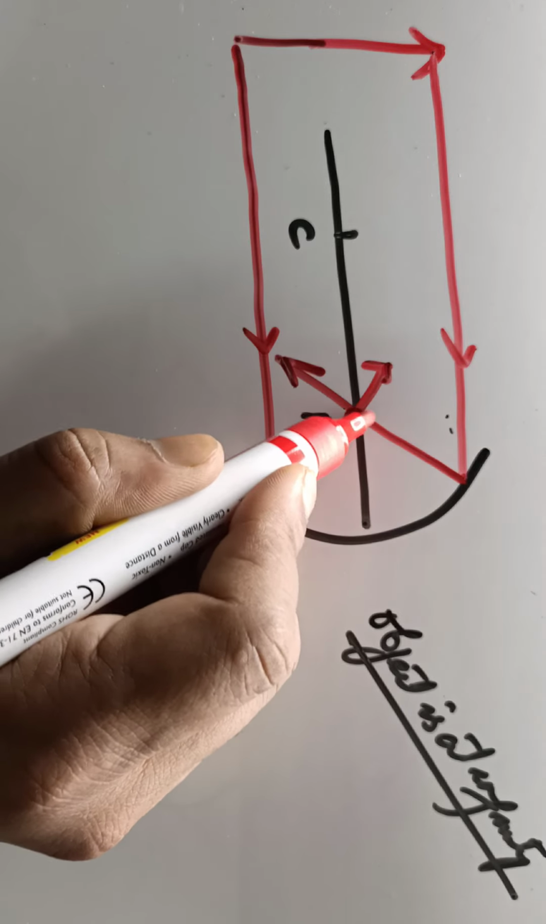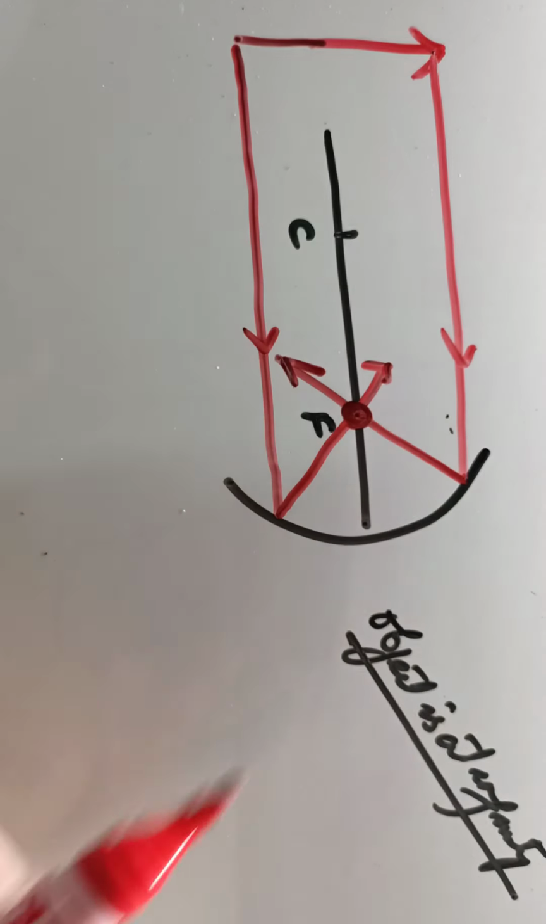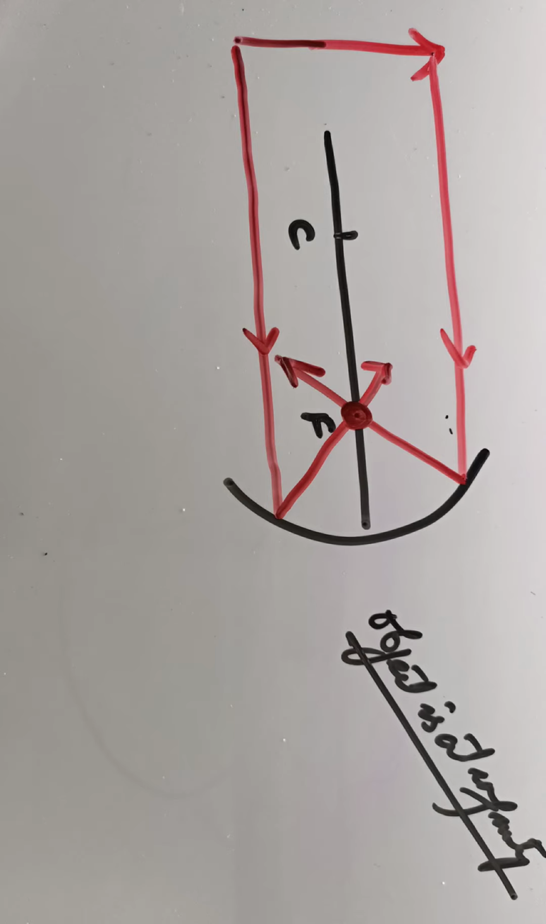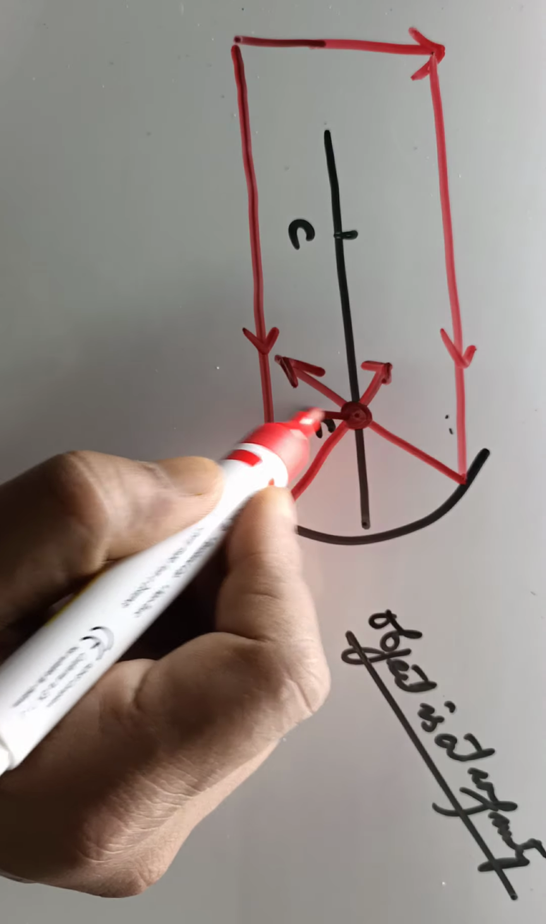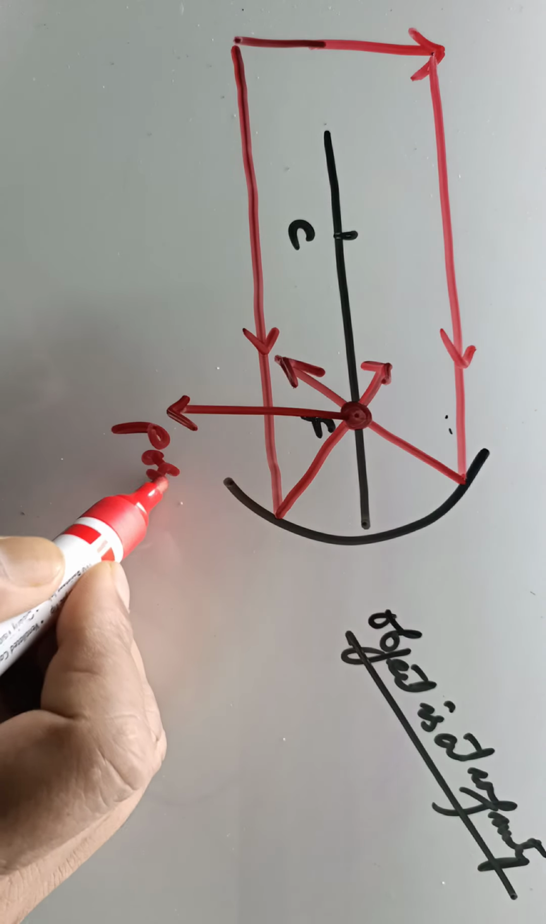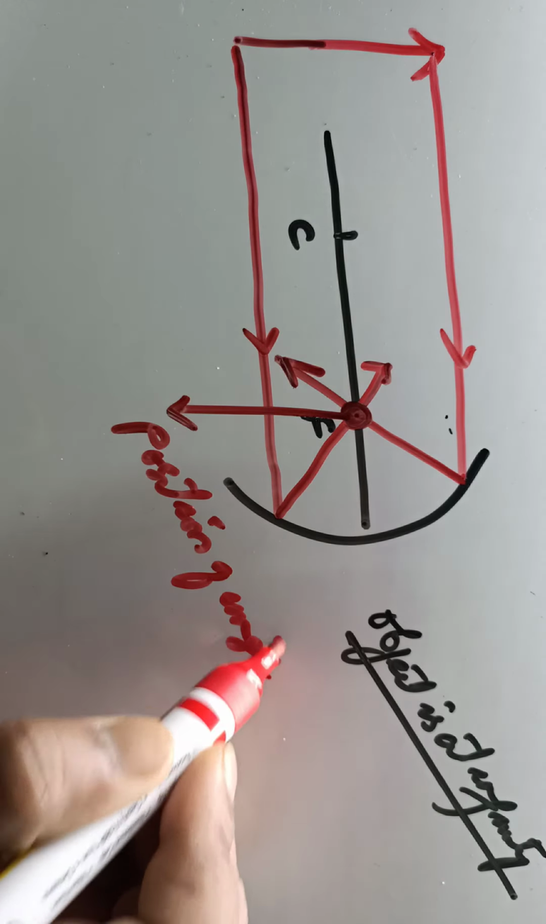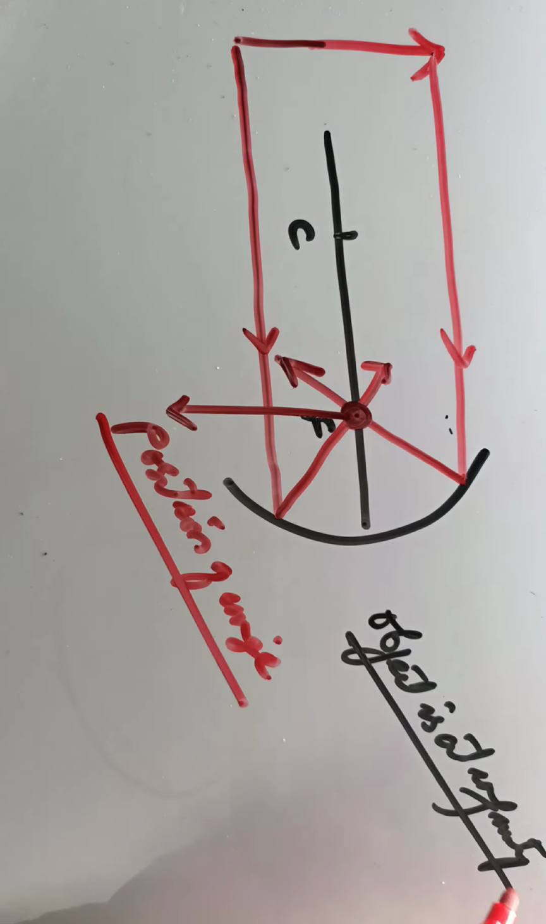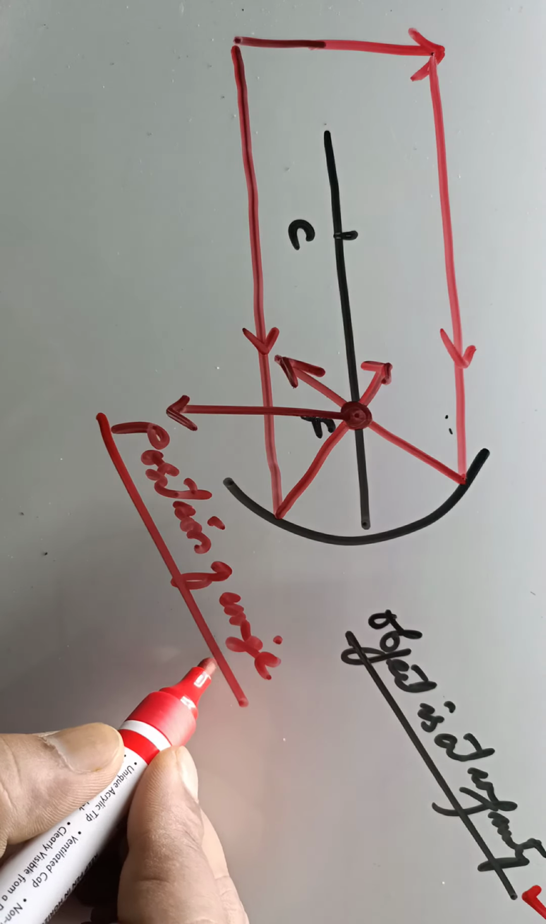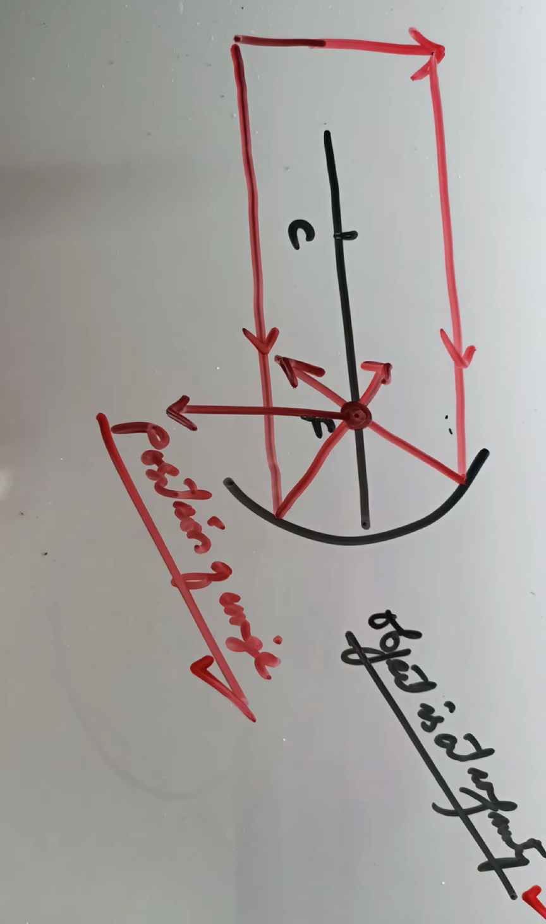So now you find that the point where the rays of light are meeting is at the focus. This is the position of the image, right? So if an object is placed at infinity, the image will be formed on the focus, right? Remember that the image will be formed on the focus.